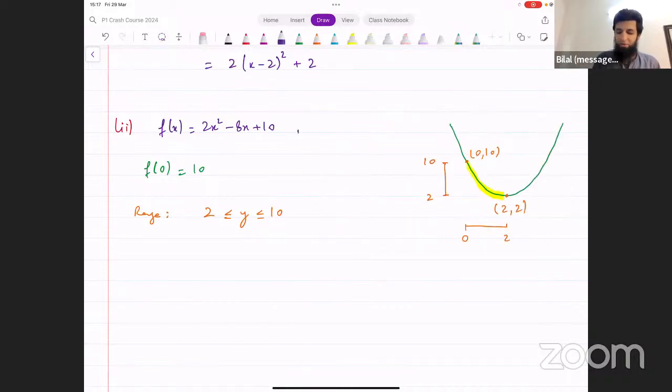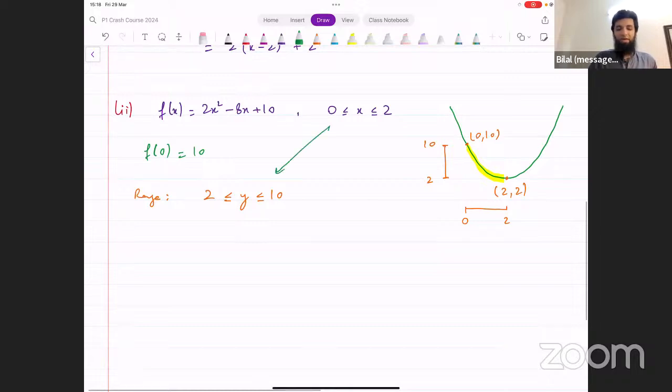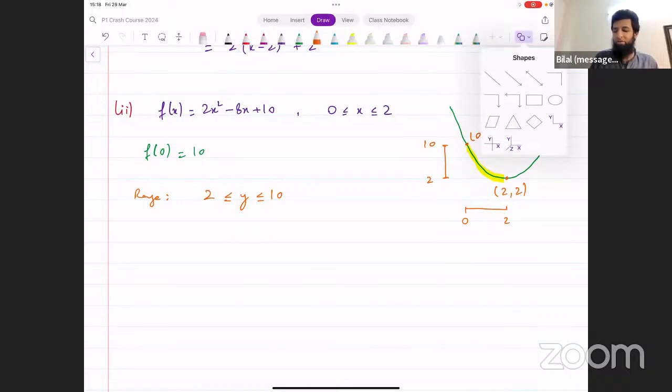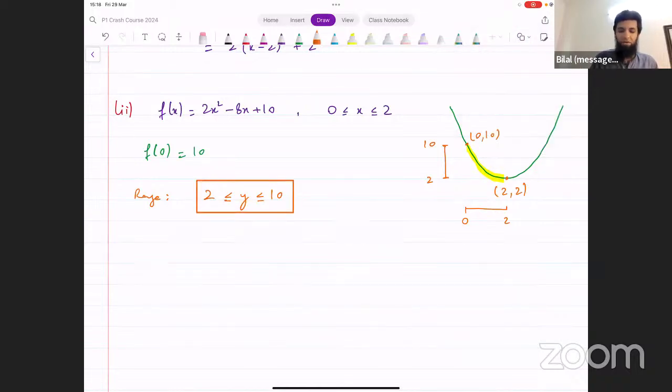The domain of the function was from 0 to 2. 0 and 2 both were included. So here as well, 2 and 10 both are included. That's the range of the function. If you wanted, you could also write it as f of x between 2 and 10. That could also be fine. Or you can just use y between 2 and 10. Don't write x here. That will not be acceptable. So that's the range of the function. That's the second part.